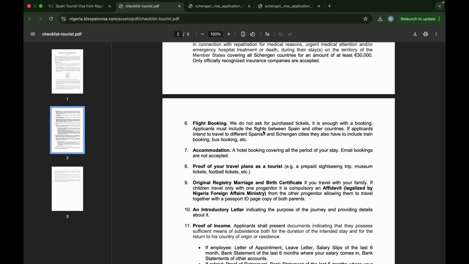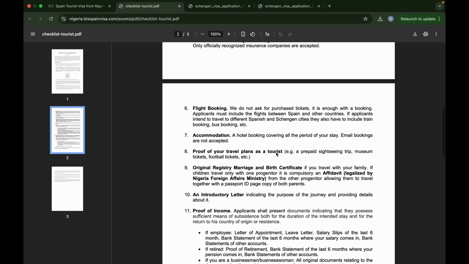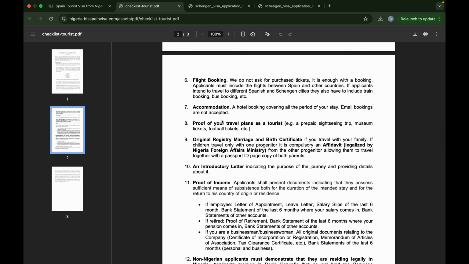The same thing with your hotel booking. If you want us to do it for you, it'll be done at a cost and you get it valid for your duration of stay. So you see accommodation here that covers duration of stay. Email bookings are not accepted. The ones you get from booking.com and hotel.com are not accepted. So you need to do it directly with the property and have your bookings done.